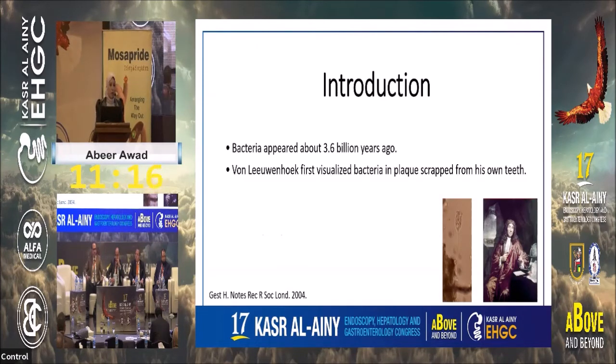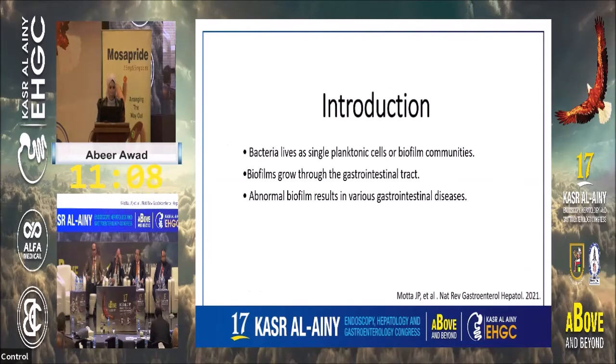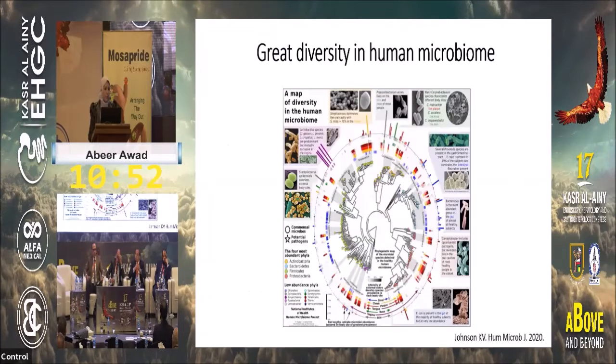My introduction: bacteria appeared about 3.6 billion years ago. Von Leeuwenhoek would first visualize the bacteria in plaques scraped from his own teeth. وده كانت سنة 1683. Bacteria lives as the single free plankton cells or biofilm communities. And biofilm grow through the gastrointestinal tract, which contain millions of microbacteria. Abnormal biofilm result in various gastrointestinal diseases.